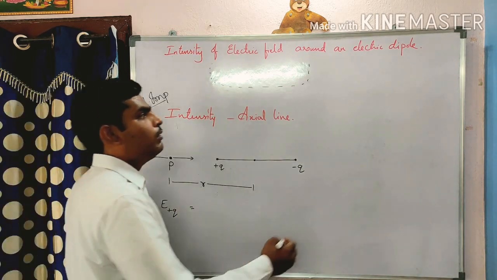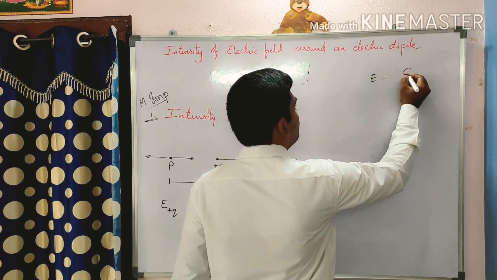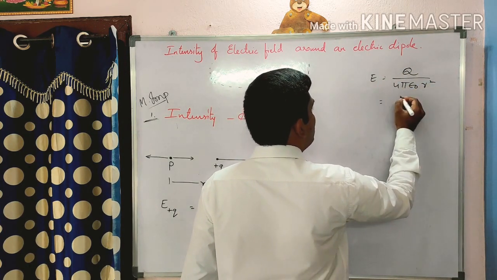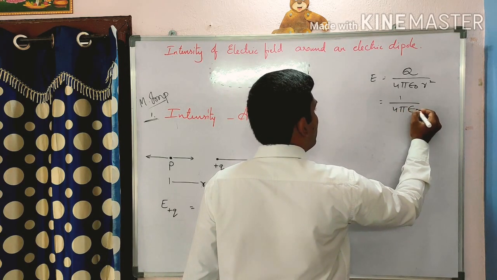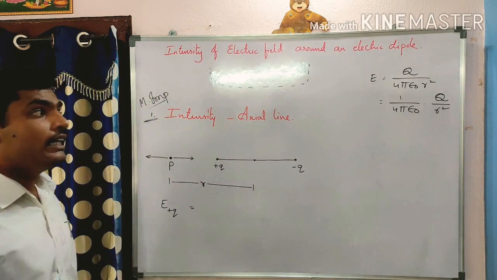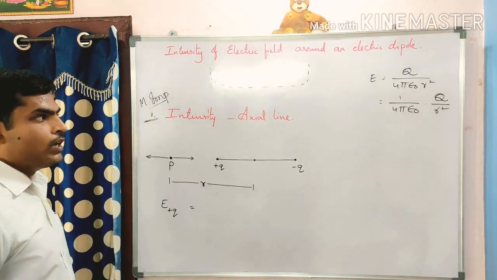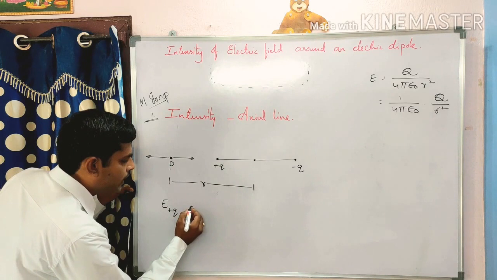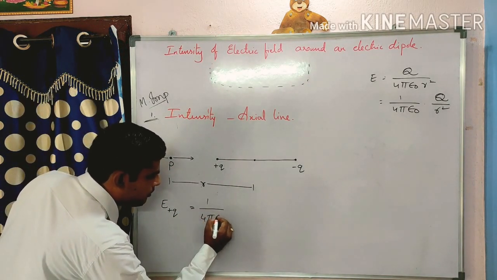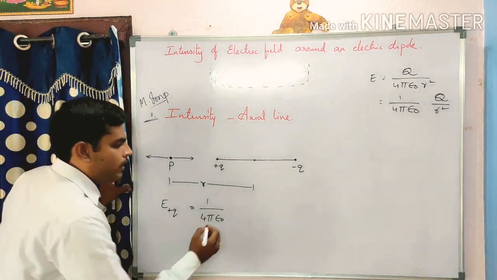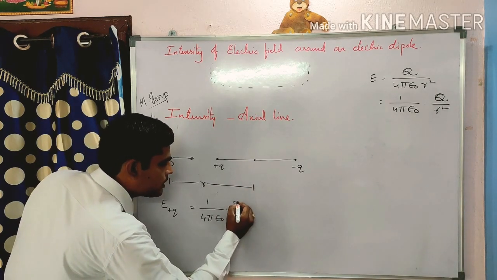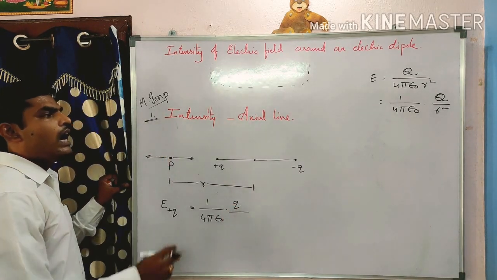What is the electric field formula? The electric field formula is E equals Q by 4 pi epsilon naught r square. Or else we have written it like this: 1 by 4 pi epsilon naught times Q by r square. What is that r? r is the distance. Now with the help of that, for plus Q, I am writing 1 by 4 pi epsilon naught as it is, since it is a constant, and this is the positive charge, so the magnitude is the same, Q by r square, where r is the distance.